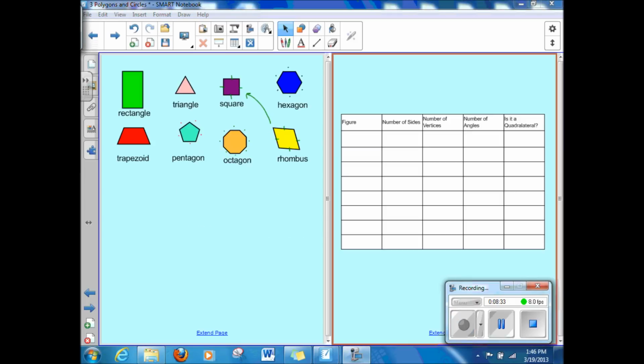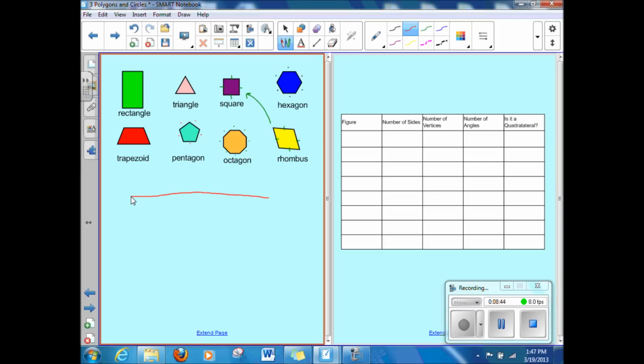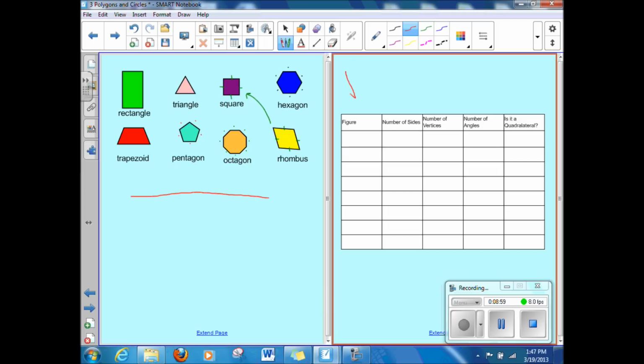Now you'll notice that I changed the display of the smartboard here, and I've got 2 screens at the same time. We just finished with this screen naming these polygons. And now, if you would look in your workbook section on the back of page 113, Polygons and Circles, if you flip that to the back side, there's a chart that looks like this one. And we're going to have you fill in the name of the figure, and then the number of sides, the number of vertices, the number of angles, and then identify whether or not it's a quadrilateral.